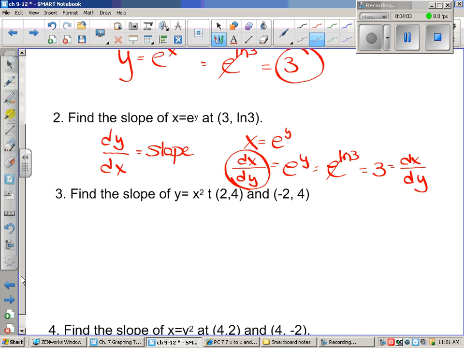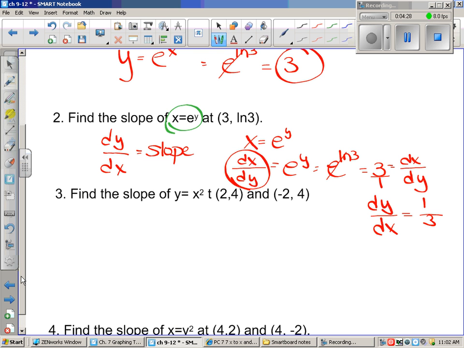So if I want this instead to say dy over dx, what's going to happen is instead of this being 3 over 1, it's going to be 1 over 3. Now let me just take a minute. You don't need to write this down, but this is just to prove it to you a little bit. If instead I said, all right, wait a minute, x equals e to the y, we've never done it with x equals.